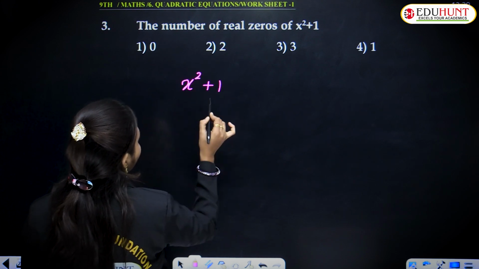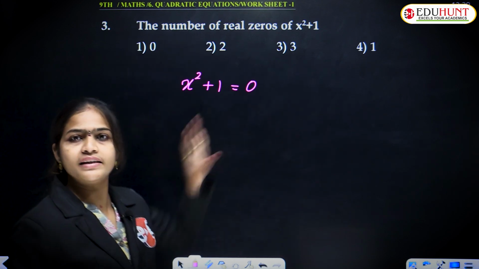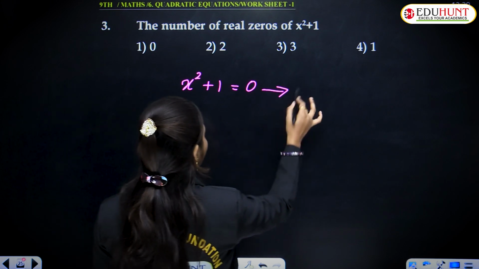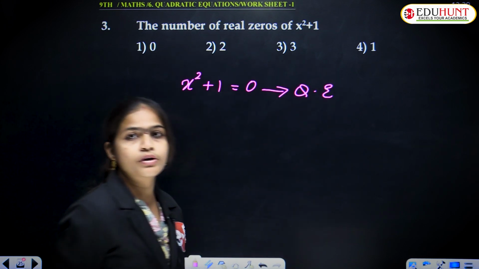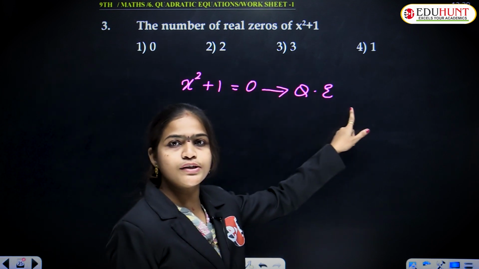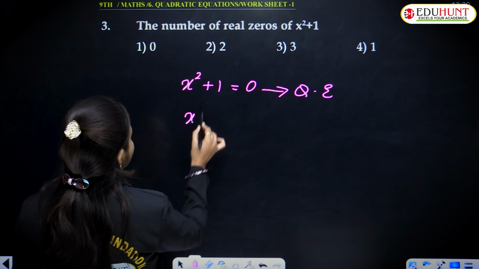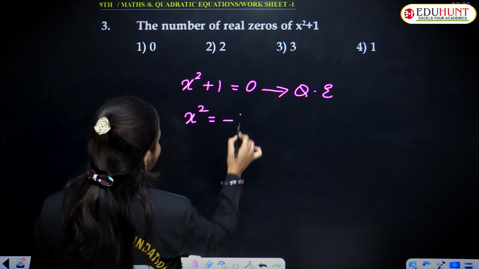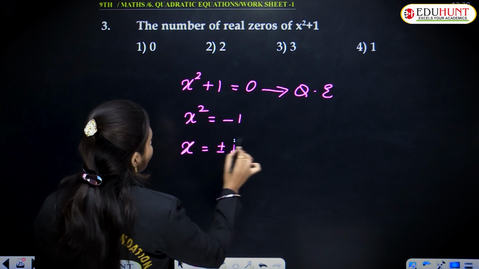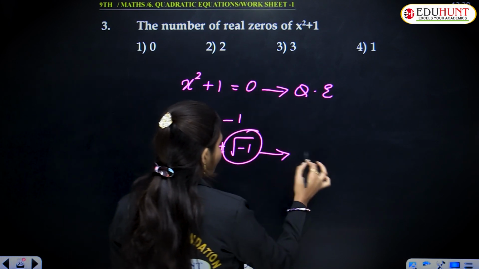x square plus 1. If it is an equation, then only we can find the variable value. Any quadratic expression given means just convert it into a quadratic equation. Understand? So from this, x square is equal to minus 1. Here x is equal to plus or minus square root of minus 1. So the square root of minus 1 is an imaginary number.